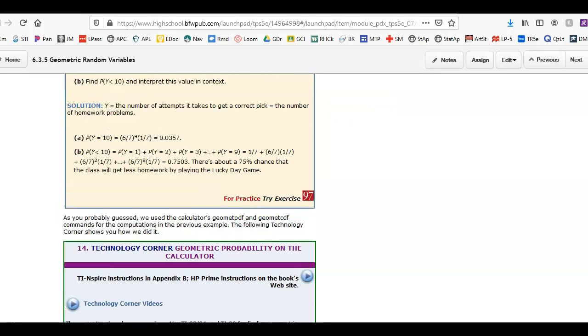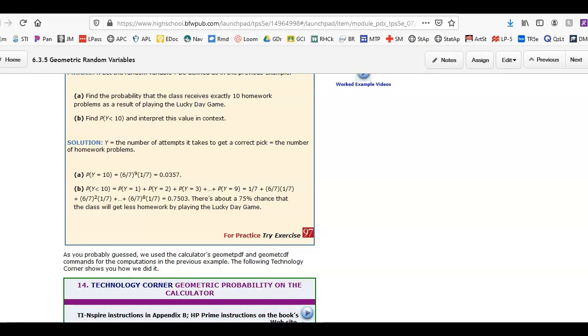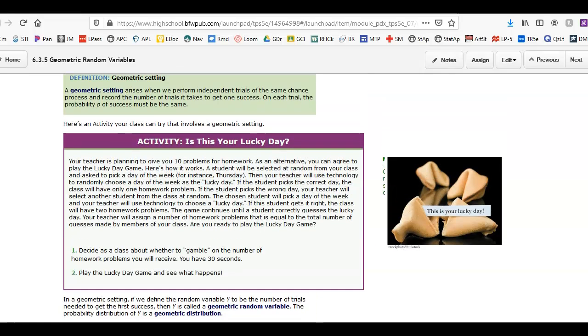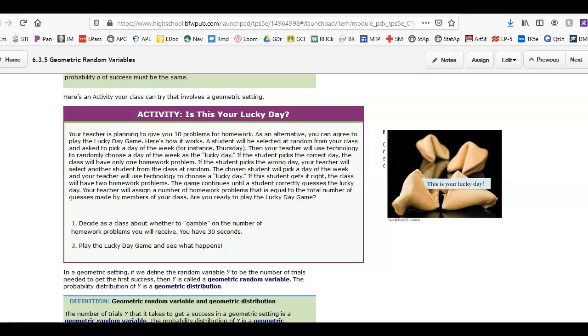So again, we can use our calculator to do these calculations. Let's look at this lucky game. The student will pick a day of the week, and your teacher will use technology to choose a lucky day. If the student gets it right, the class will have 2 homework questions. So basically, you have a 1 in 7 chance of guessing the correct day.